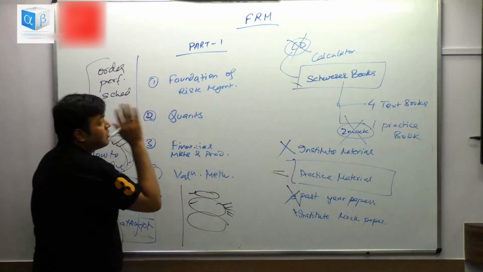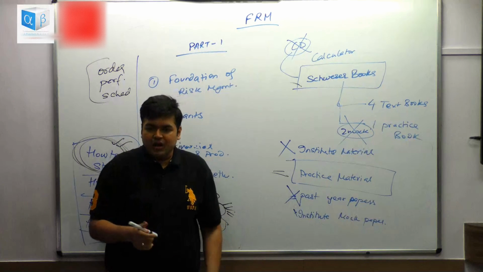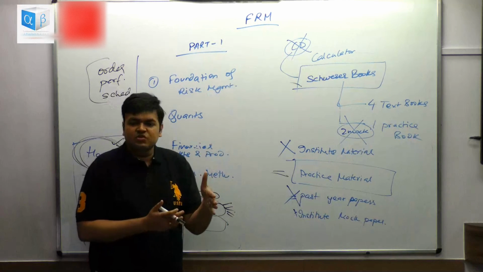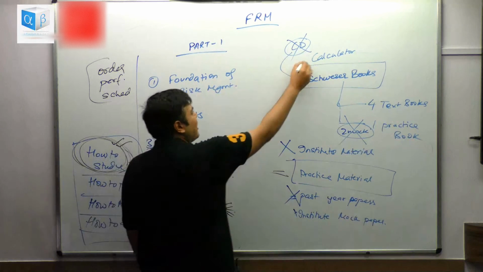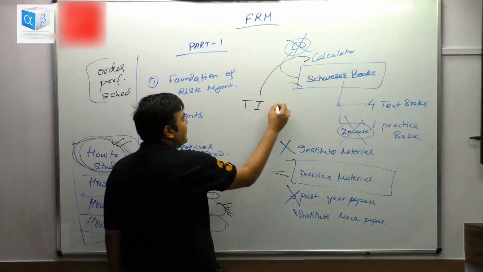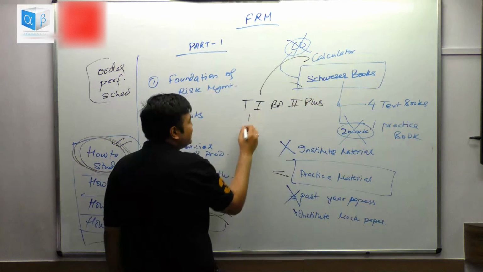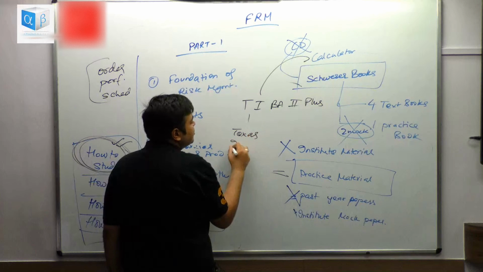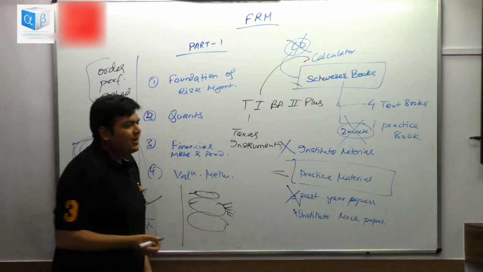Calculator. So you need the calculator. You cannot use your scientific calculator, your normal calculator. You have 2 options, a Texas Instruments calculator or an HP calculator. We never use the HP calculator. We use only one calculator. That is your TI BA II Plus. TI stands for Texas Instruments. So this is the only calculator that you're going to use.